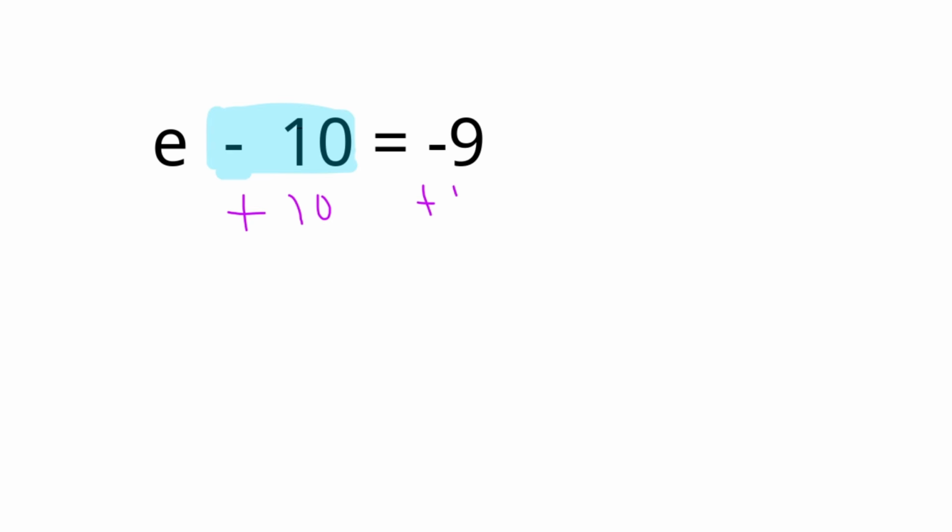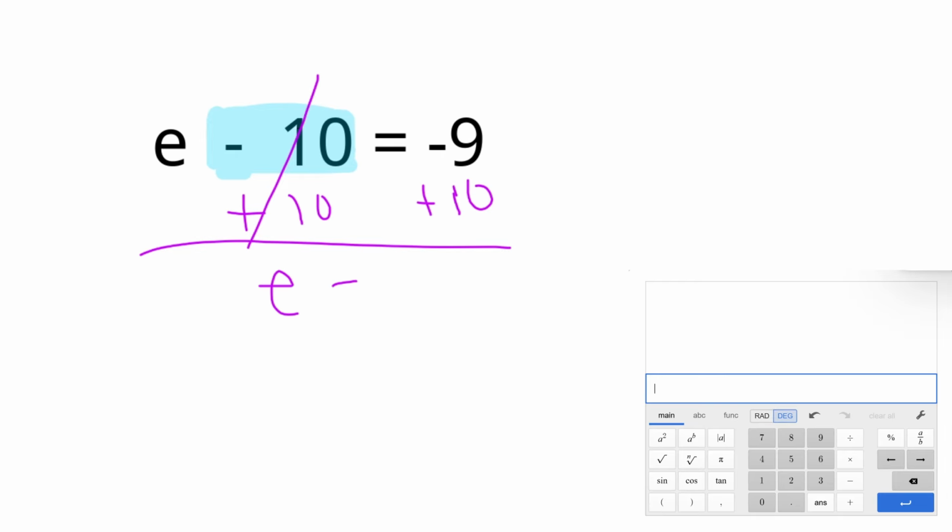Whatever you do to one side of your equation, you must do to your other side. So here we have -10 plus 10. Those two cancel out because it totals 0, leaving E isolated all alone. We have to take -9 and add 10. You can use your calculator to do that. You will get 1. Now let's perform a 3-step check to confirm our solution.